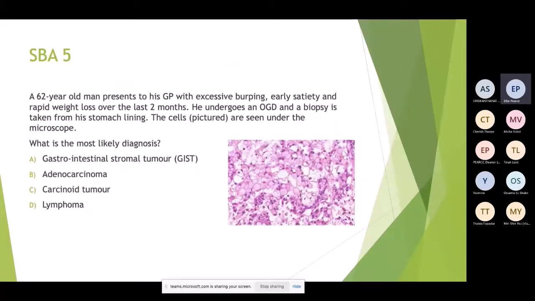Okay, so question 5. So this man has got excessive burping. He's feeling full early after meals, and he's had rapid weight loss over the last 2 months, and he has an OGD, and this biopsy is taken from his stomach, and the pictures there are seen under the microscope. What sort of diagnosis do we think this is?